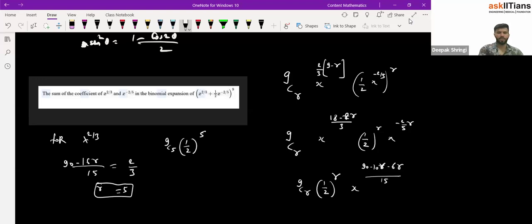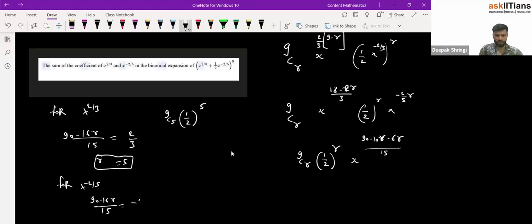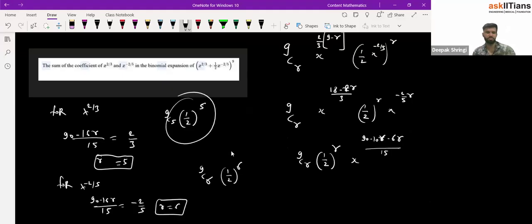And then the second one is for x power minus 2 by 5, 90 minus 16r by 15 should be equal to minus of 2 by 5, right, okay, correct. So here the value of r will come 6, solve it, you know how to solve, do that. So the coefficient this time will be 9C6 1 by 2 power 6. Now he is asking the sum of these two, not a big deal for you to find, right, got it.